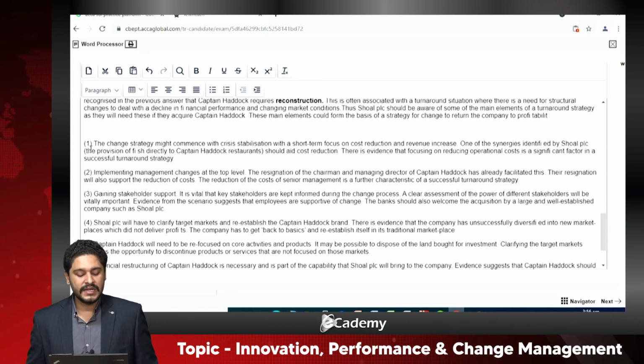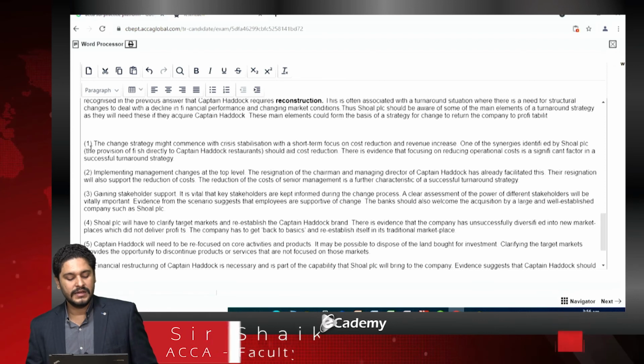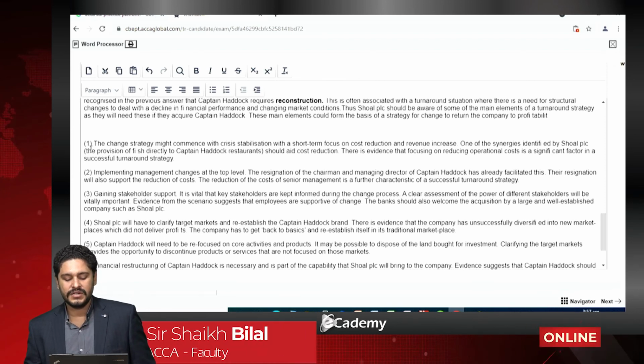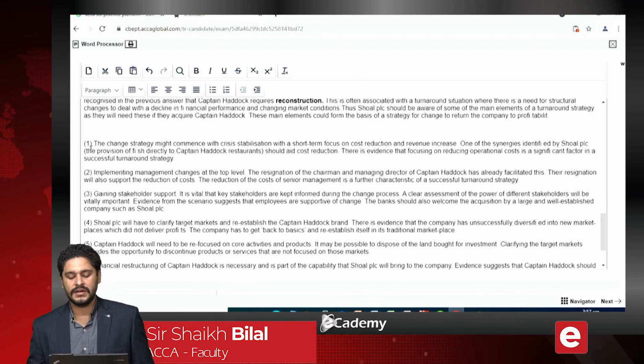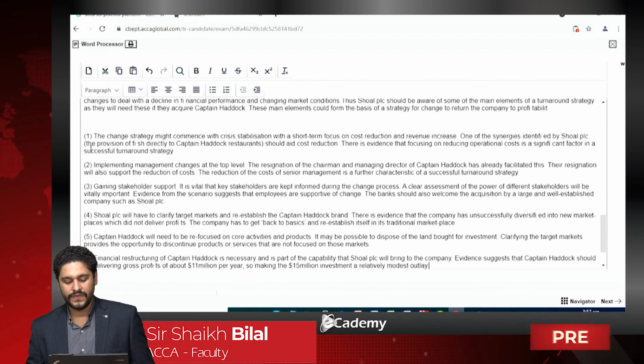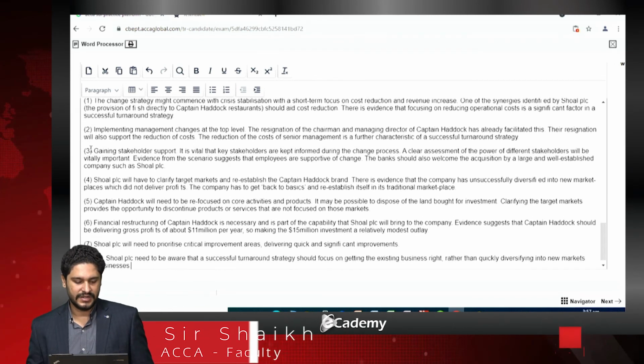Implementing management change at the top level: you need to change the management at the top level, because if you are changing the management at the top level, ultimately this will have a good sign. The resignation of the chairman and managing director of Captain Haddock has already facilitated this. Their resignation will also support the reduction of the cost. The reduction of the cost of senior management is further a characteristic of a successful turnaround strategy.